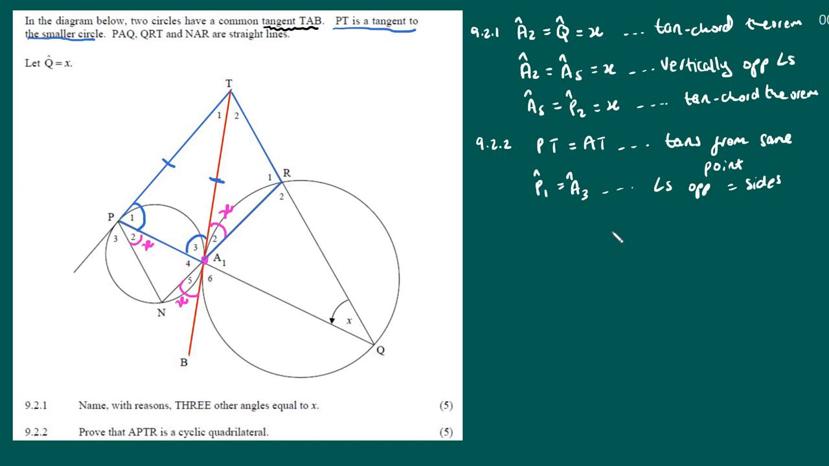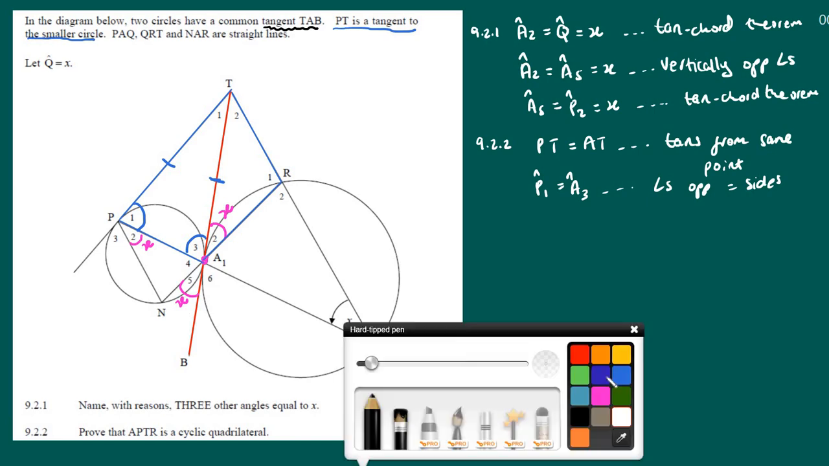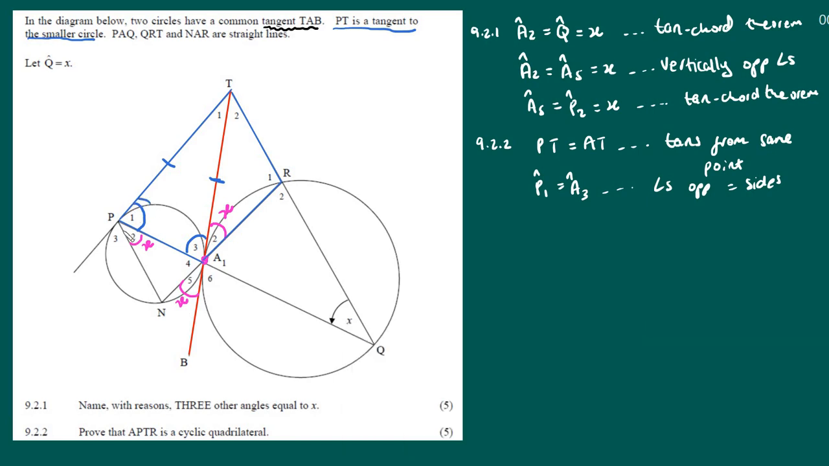So check, right? If we can prove that P1 is equal to R2, then you would have proved that the exterior angle of a cyclic quad is equal to the interior opposite. And then from there you could say that therefore it's a cyclic quad. Or if you want, you could prove that R1 is equal to this one, depending on which one you feel you might be able to navigate much more easily.